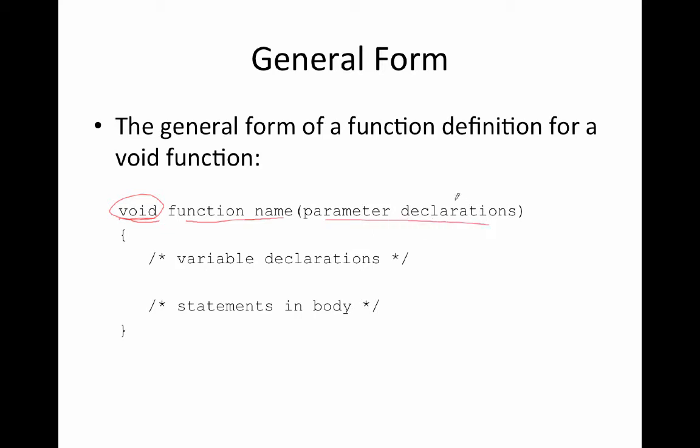have our parameter declarations. Then in the body of the function we have variable declarations if there are any, and then the statements in the body of the function. So we could have a bunch of statements here that could include anything, but there's no return statement. So again, a void function is a function that doesn't return anything.